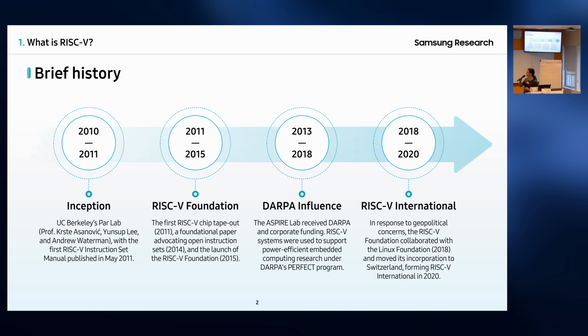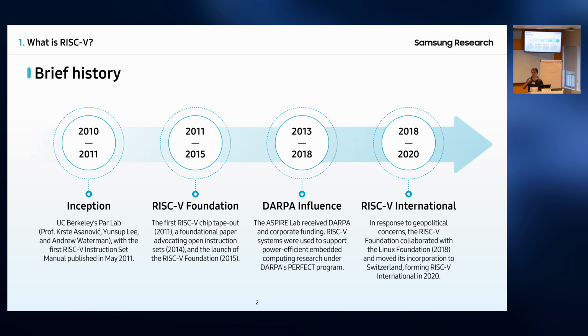And then 2013 to 2018, we have significant DARPA influence. The Aspire Lab, which was succeeding PARLab endeavors within RISC-V, received some DARPA and corporate funding. Here RISC-V was also not the main focus. The main focus was building power efficient embedded computing systems within DARPA. So again, RISC-V was used as a tool basically to enable some research and some development.